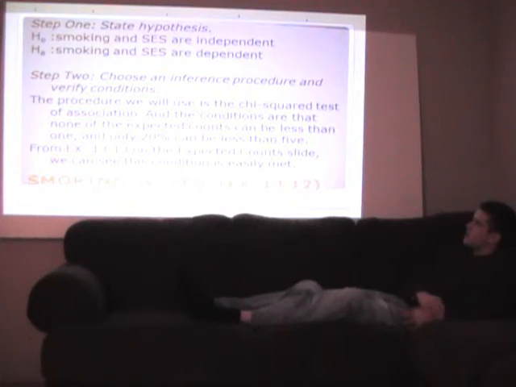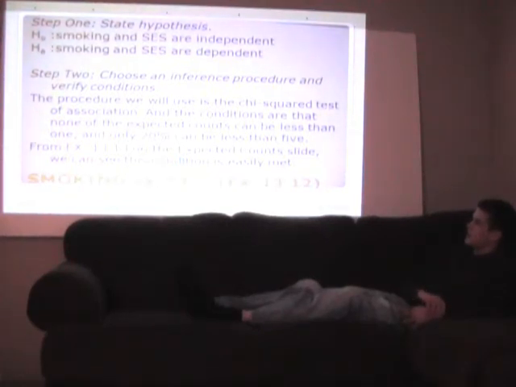Now we have another example from the book, 13.12, smoking versus socioeconomic status. First, you must state the hypothesis. H0 is that smoking and SES are independent. Ha says that smoking and SES are dependent. Step 2, choose an inference procedure and verify conditions. The procedure we will use is the chi-squared test of association, and the conditions are that none of the expected counts can be less than 1 and only 20% can be less than 5. From example 13.13 on the expected count slide, you see this condition is easily met.